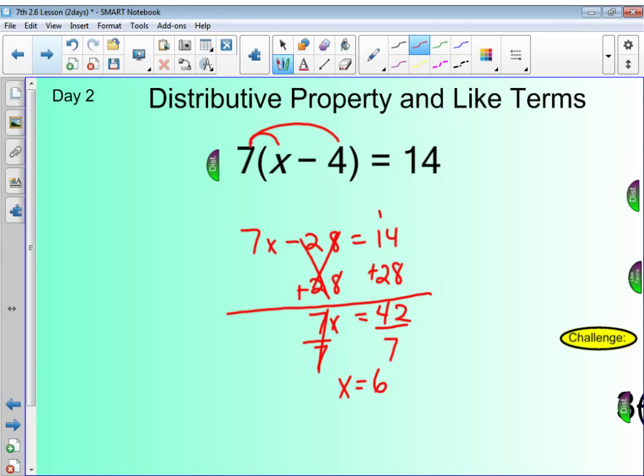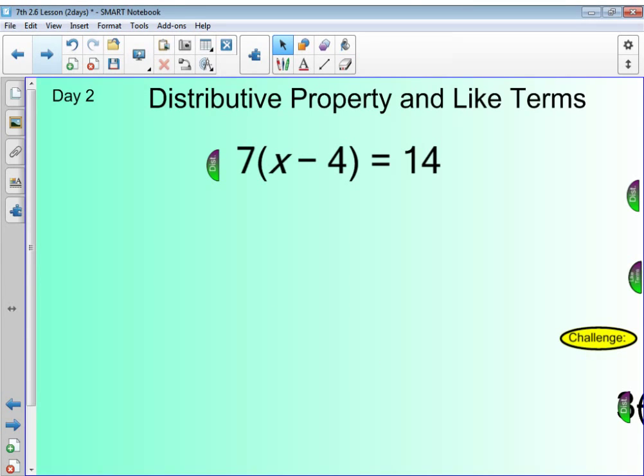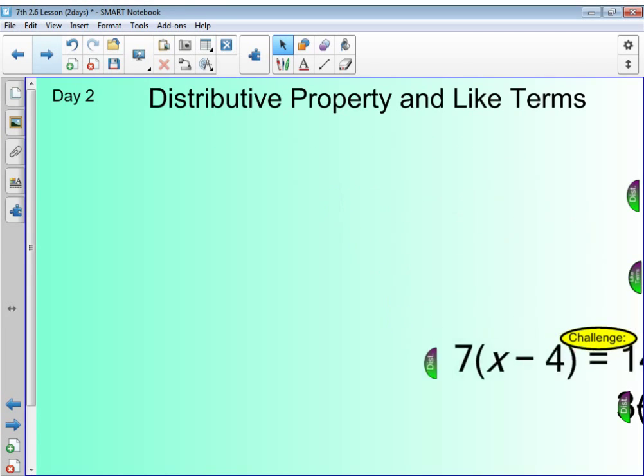You should have gotten x equals 6 for that one. Okay, so we're really just adding one minor step: if we have that distributive property in there, we have to go ahead and distribute that out first, and then solve like we did in the first part of the lesson.